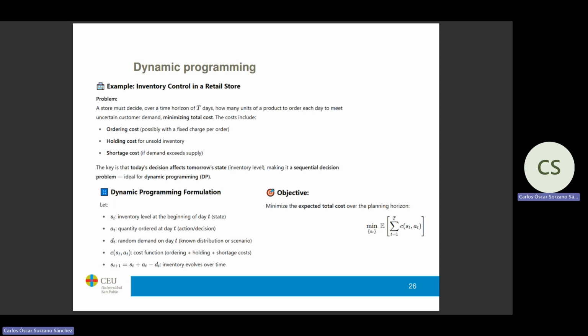And the reason this is called dynamic programming is that what I do today will have an impact on tomorrow's state. So I have to solve for every day how much I want to request, how much I want to order, and there is a dependency between the days.